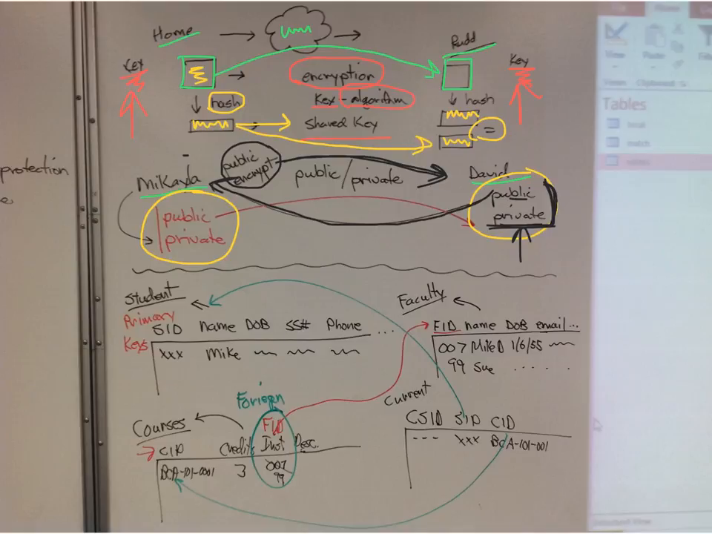Now, in the other scenario, let's do this one in green. Okay, Michaela can take, here we go, she can take her private key and let's say create a digital signature. She can take the hash, encrypt it with her private key, send that digital signature over, and send over her public key.